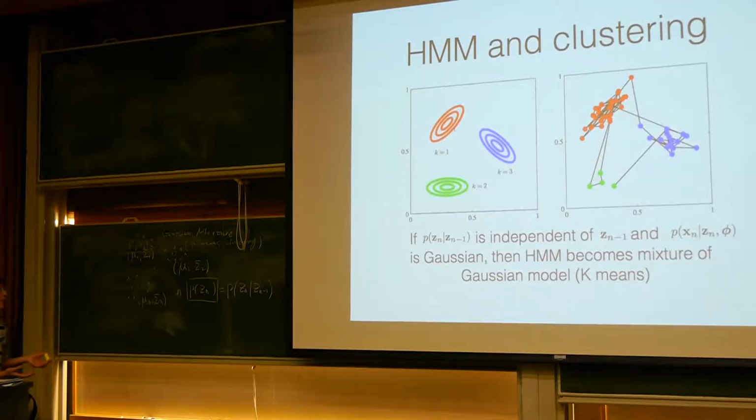So in other words, if we constrain the conditional probability of transition to be independent of Zn, then the hidden Markov model becomes the Gaussian mixture model. So this is the relationship between clustering and the hidden Markov model. So in other words, we can also use the hidden Markov model to do clustering. And we will show how you can do clustering later.